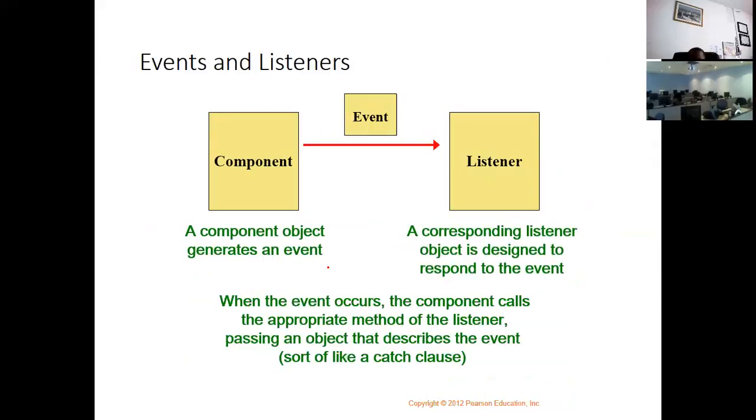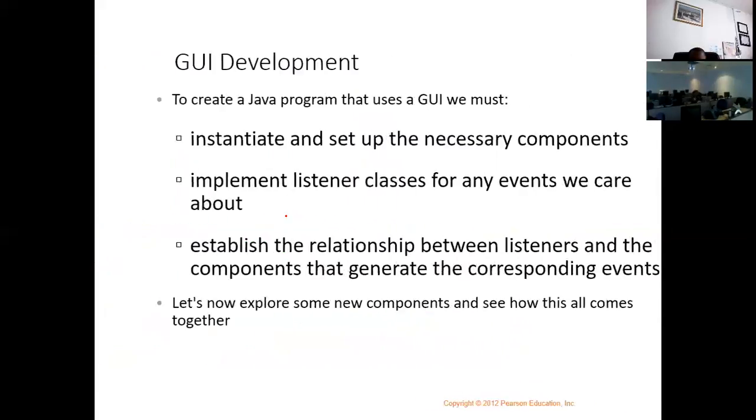So in general, there are components in Java that can generate an event. Okay? Everybody with me still? Yes, sir. Right. So components can generate events in Java. Right? An event can be attached to a listener. So the listener will respond once that event is generated. So when the event occurs, the component calls the appropriate method of the listener and passes an object that describes the event to it.